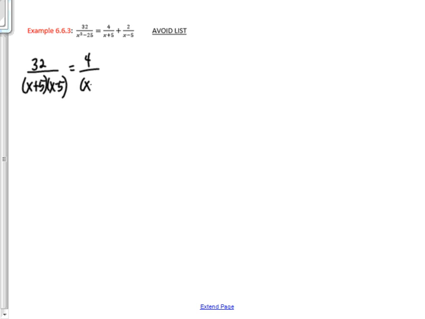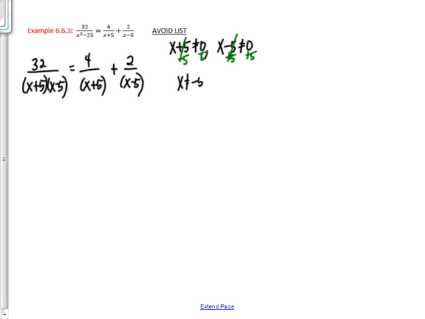4 over x plus 5 doesn't factor, and neither does x minus 5. So how many different parentheses do I have on the bottom? Okay, I have 2, so that means I have 2 avoid numbers. So x plus 5 can't be 0, and x minus 5 can't be 0, so I need to avoid whatever these two numbers are. It's just going to be the opposite sign, though. So my two numbers to avoid are negative 5 and positive 5.